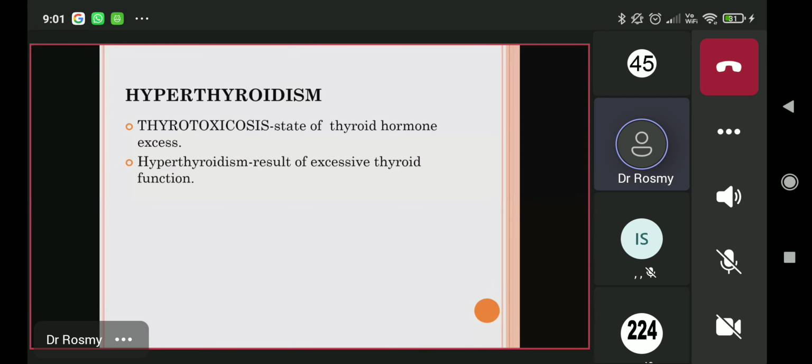So next we learn about hyperthyroidism. Here the gland is overworking. There the gland was not working well. The words hyperthyroidism and thyrotoxicosis are normally used interchangeably, but they have different meanings. So what is the difference?